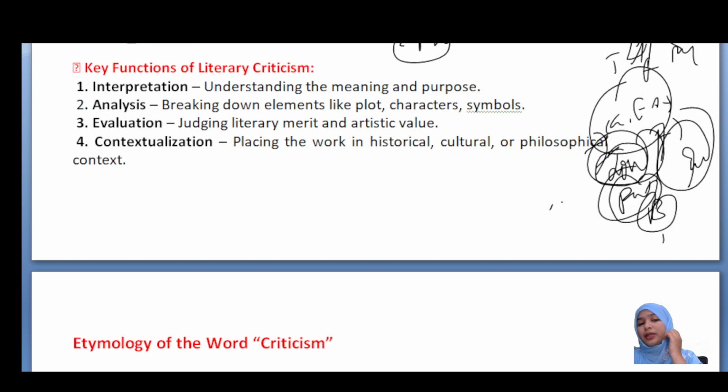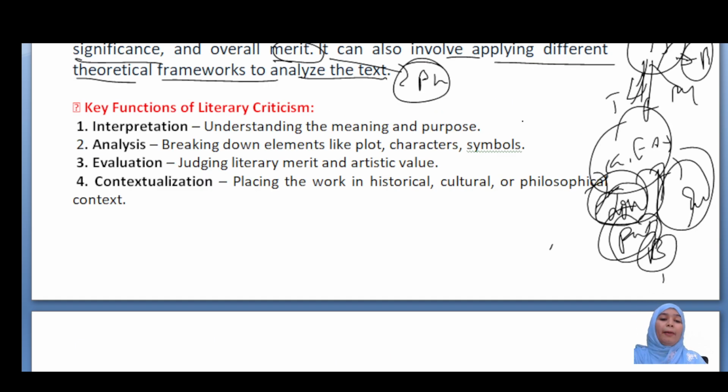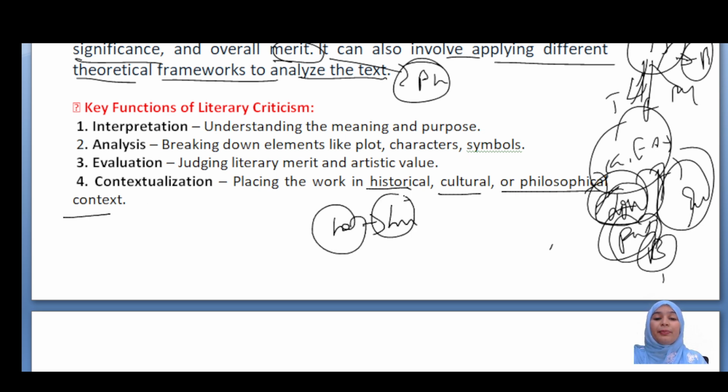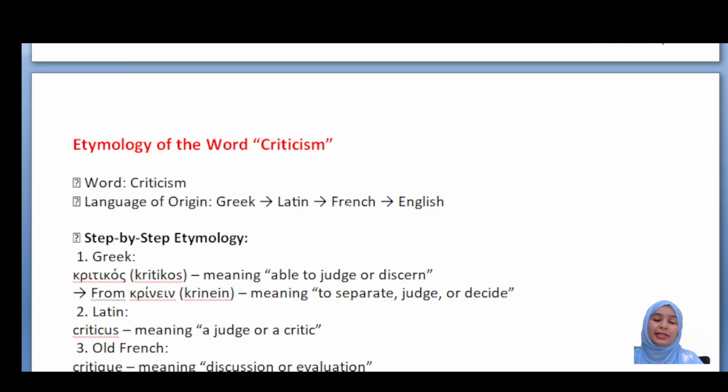I think you almost understood. Placing the work in a historical, cultural and philosophical context. Placing means there is a work, and it is written historically, means according to history, what are the things it is used in that particular work. And cultural, what kind of cultural it reflects. Philosophical, what are the philosophical ideas it gives. These are the ways where we criticize a particular work. Okay, now this is the method of criticism.